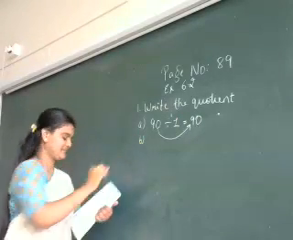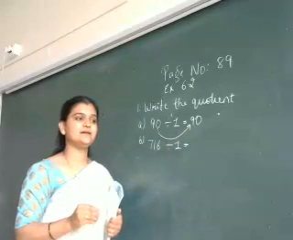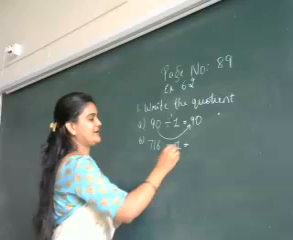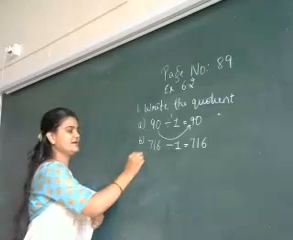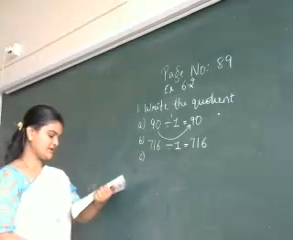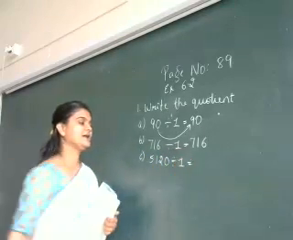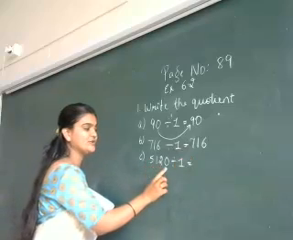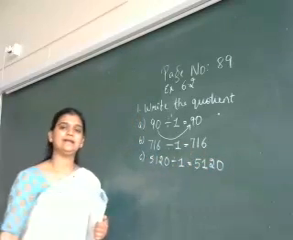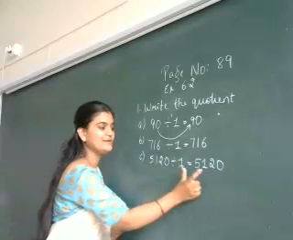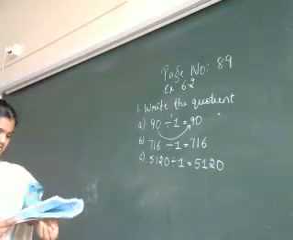Second one, 716 divided by 1. What is the answer? Very good. It is 716. Next, C. 5120 divided by 1. Yes, 5120 is divided by 1. The answer is 5120. Any number divided by 1, the answer will be the same number itself. Next, D.